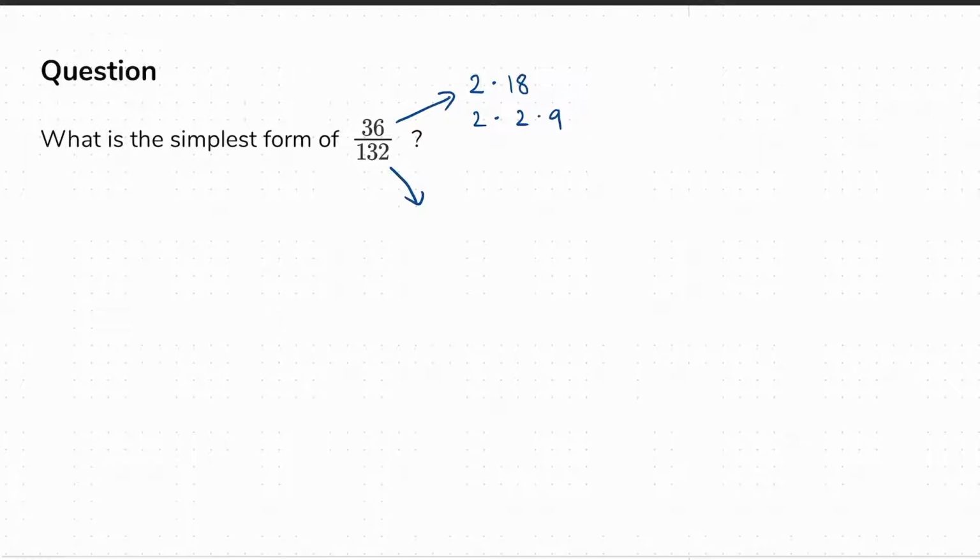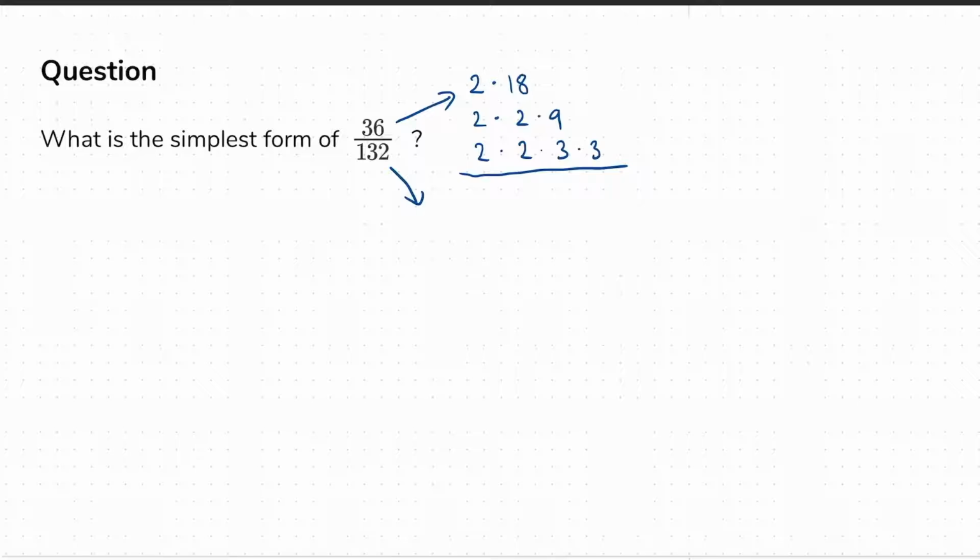9 is an odd number. 2 doesn't go into it. What about 3? Yeah, 3 goes into 9 3 times. Now this means once I've hit a prime number at the end that I can't go down any further, 36 is equal to 2 times 2 times 3 times 3. And there's no other way that I can write this using prime numbers. This is going to be really helpful in a moment.